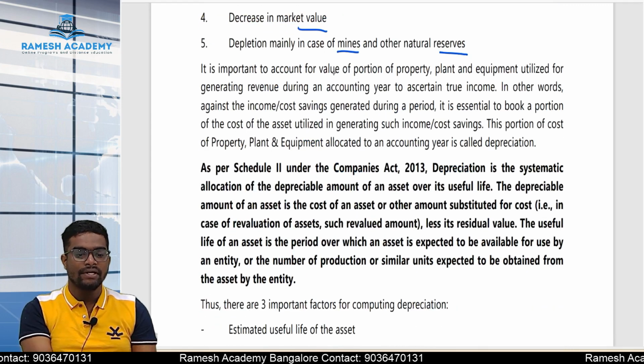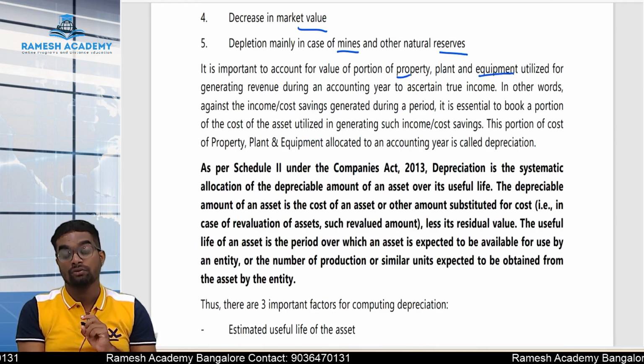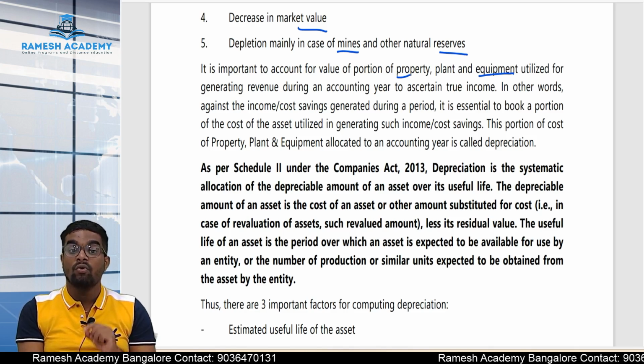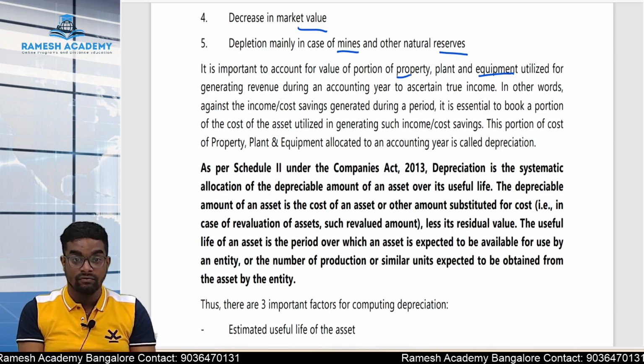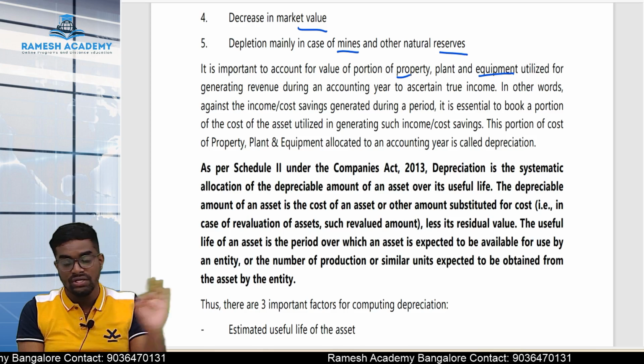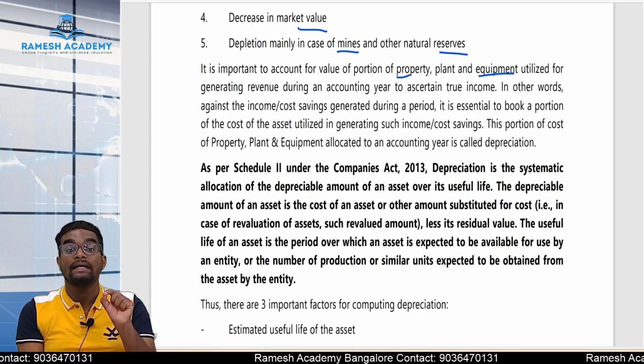So it is important to account for the value of property, plant and equipment. This is a major change. Earlier we used to call it fixed assets. Once the 2013 Companies Act came into force, we use the term property, plant and equipment. Now don't use fixed assets; fixed assets is outdated now. Now please use property, plant and equipment.